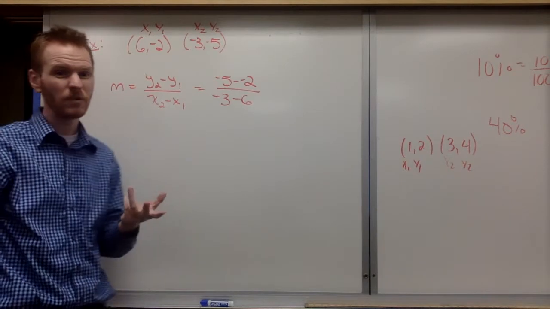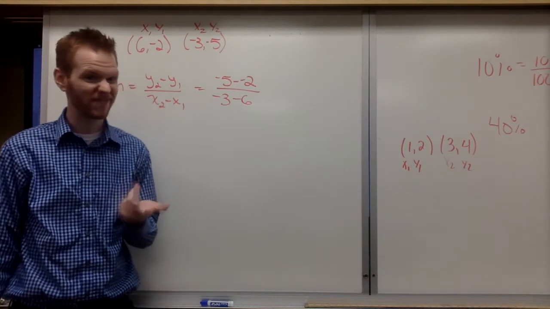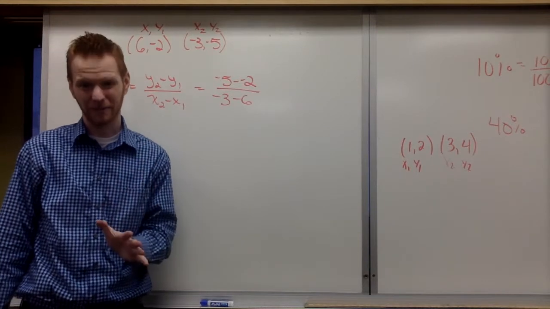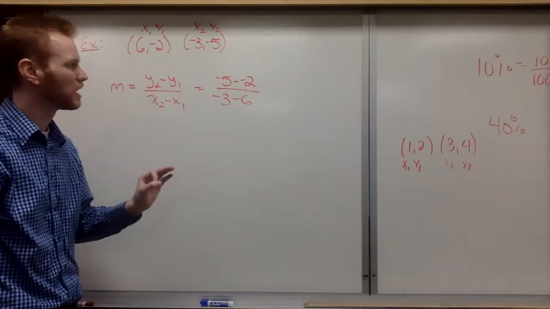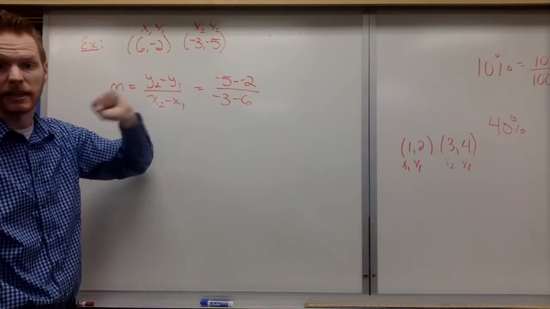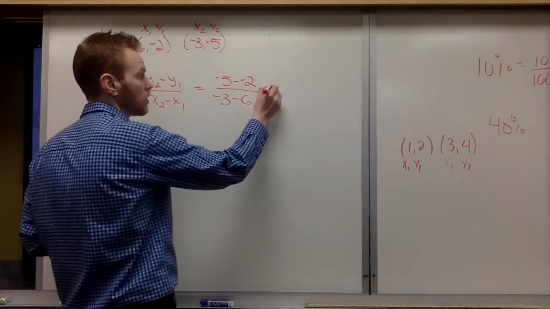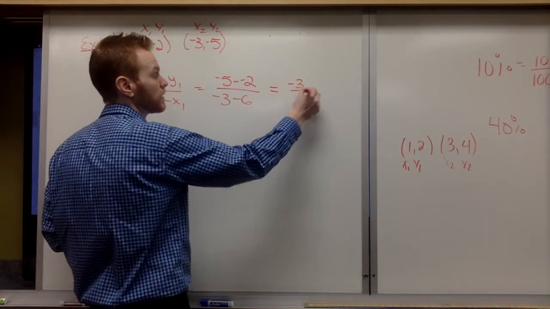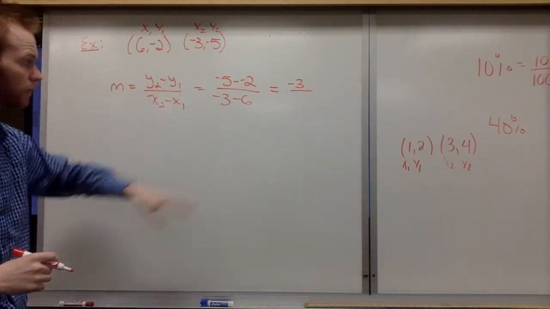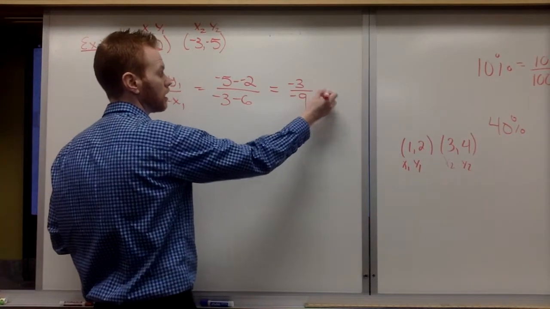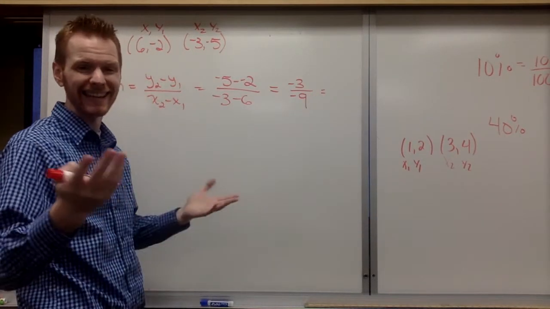Can you see where we might have some issues? Negative signs, right? Oh, they're a killer. But you have to be careful, okay? You have to make sure that you're including all those little negative signs. Now in the numerator, I'm subtracting a negative, okay? So that means I'll be adding 2. So -5 plus 2 gives me a -3. And for the denominator, -3 minus 6 is a -9.